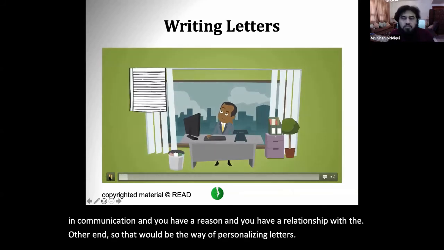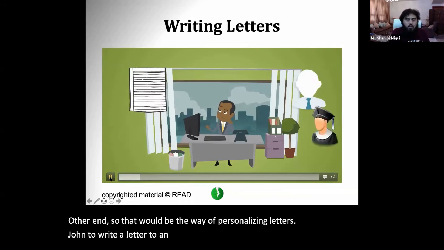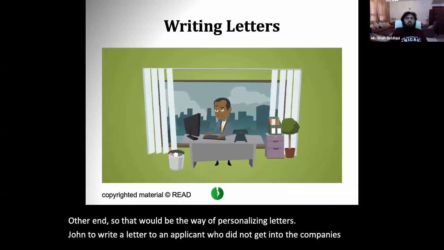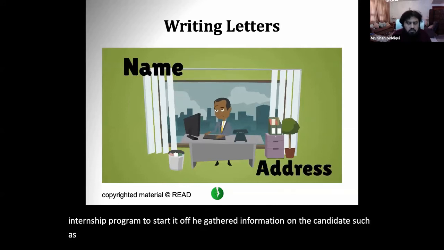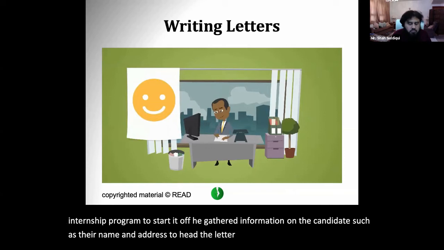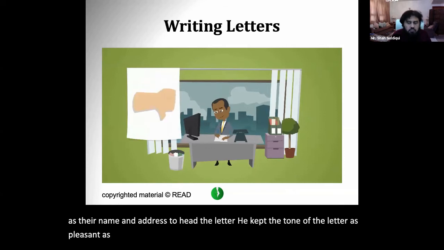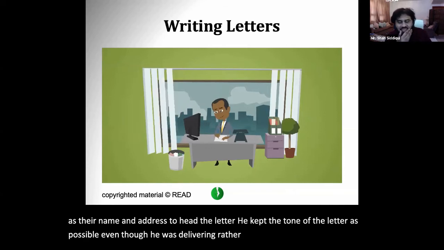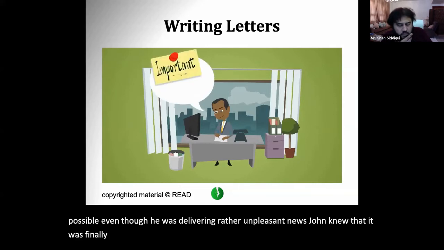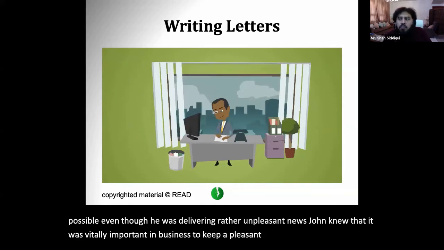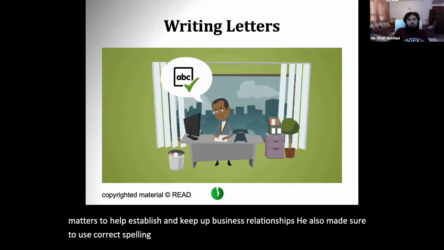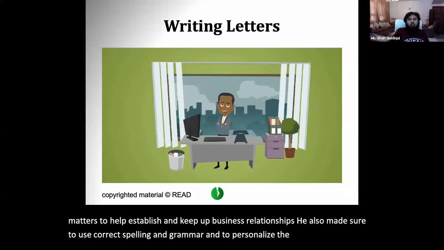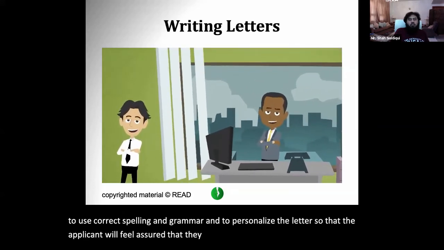John needed to write a letter to an applicant who did not get into the company's internship program. To start it off, he gathered information on the candidate, such as their name and address, to head the letter. He kept the tone of the letter as pleasant as possible, even though he was delivering rather unpleasant news. John knew that it was vitally important in business to keep a pleasant attitude and tone in all matters to help establish and keep up business relationships. He also made sure to use correct spelling and grammar and to personalize the letter so that the applicant will feel assured that they may try once more in the future.